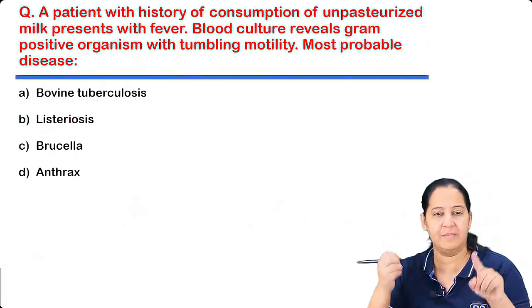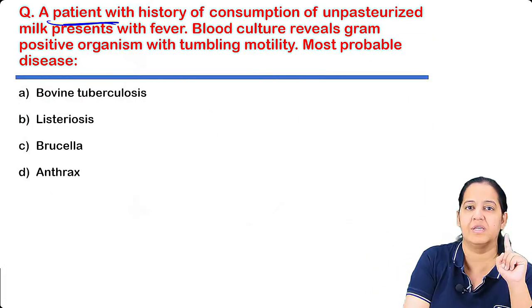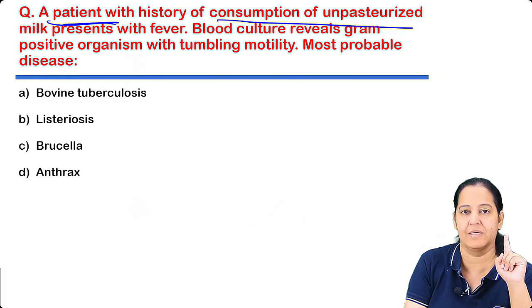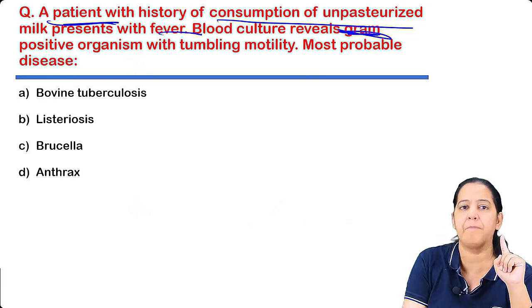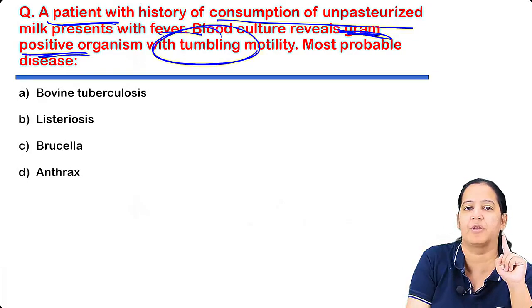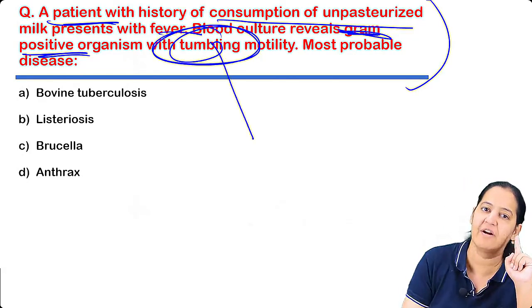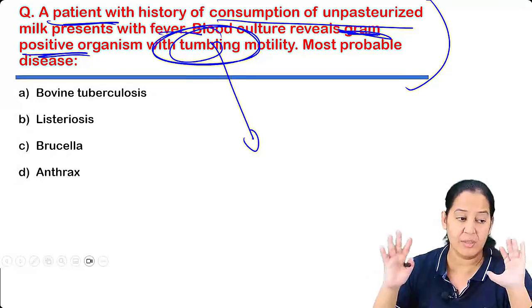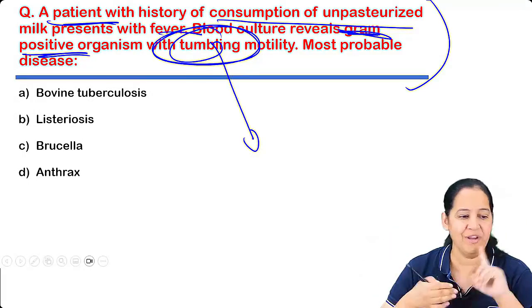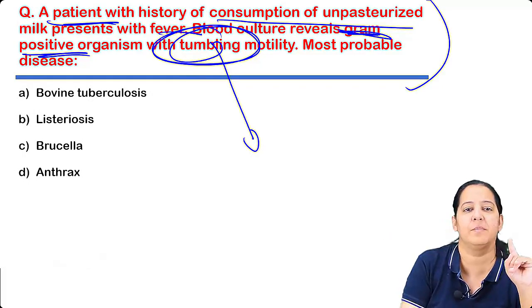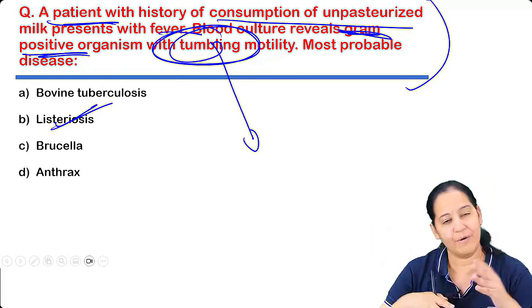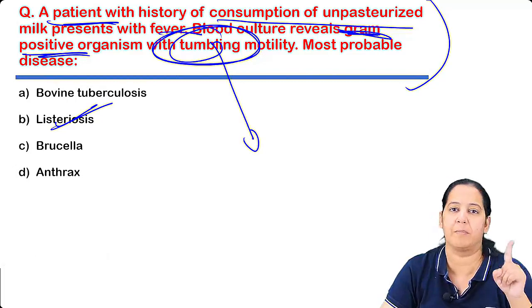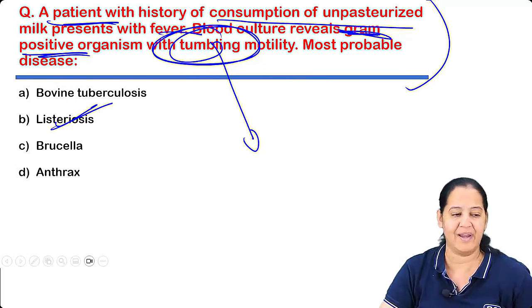Read the question, tell me the answer. There is a patient with a history of consumption of unpasteurized milk, having fever. The blood examination shows gram-positive organism with tumbling motility. In the entire question, the only word that matters is tumbling. Based on the tumbling, my answer is Listeria. Whatever else is in the question, my answer is Listeria, because only one bacteria shows tumbling motility. So the correct answer is Listeria.